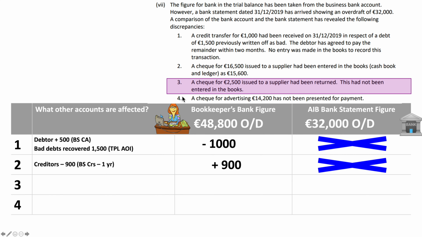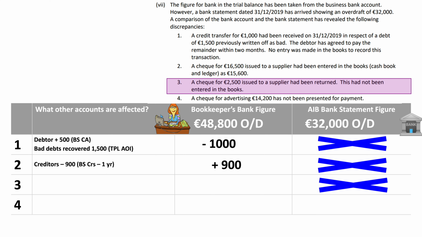Number 3, a cheque for 2,500 issued to a supplier had been returned. This had not been entered in the books. Okay, so again, same as the last one, a cheque to a creditor had been returned to the business. So the bookkeeper's going to have to get on to the creditor again and arrange payment in some other way, or maybe send another cheque.